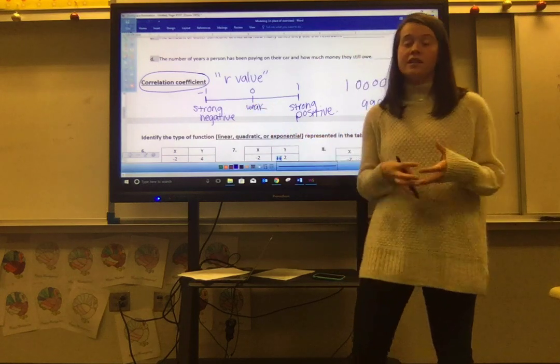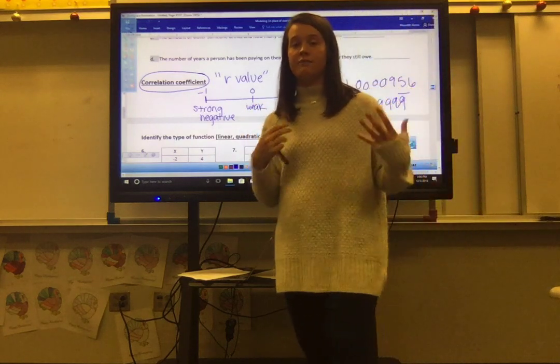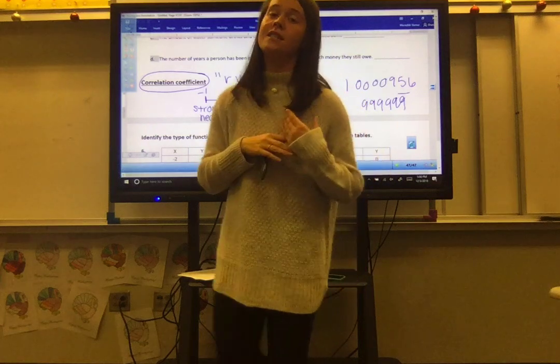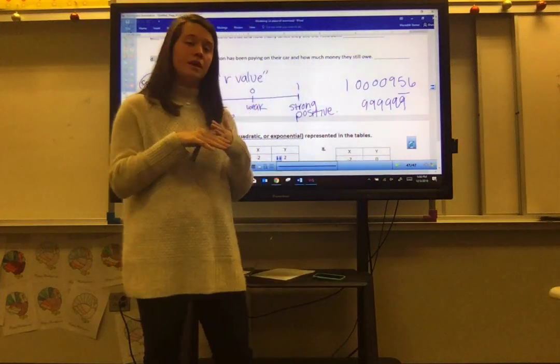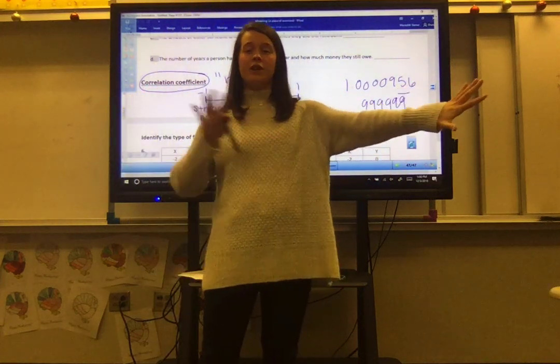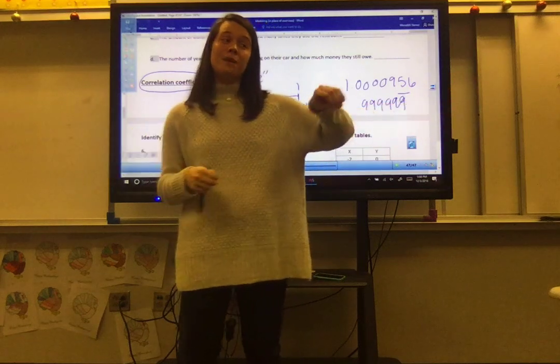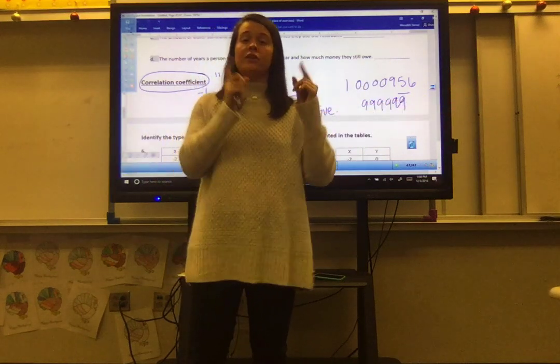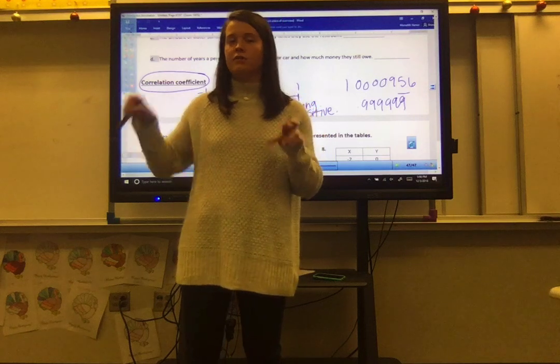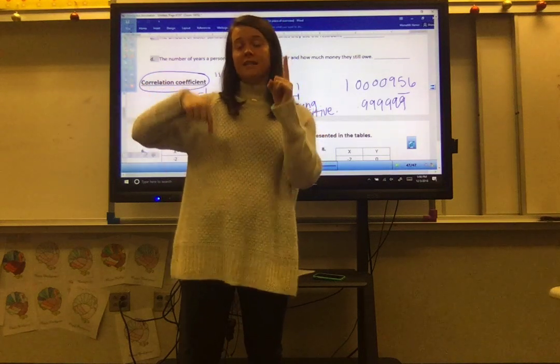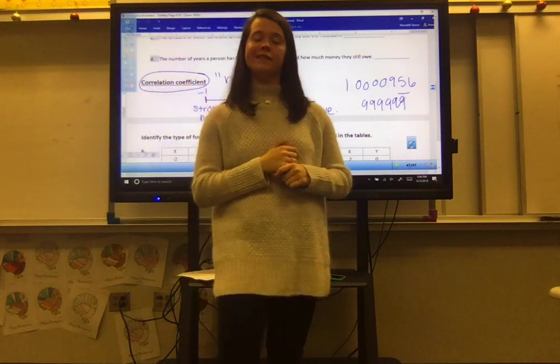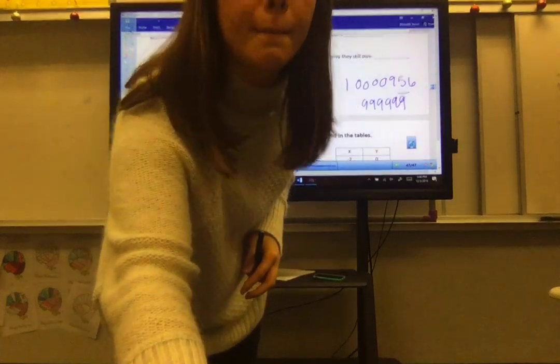The closer you are to 0, whether you're positive or negative, means the weaker your correlation is. It's not strongly correlated. And then whether you're closer to a positive 1 or a negative 1 tells you, is it positively correlated? Are they both increasing? Or is it negatively correlated? Do they have an opposite relation? One increases and the other decreases.